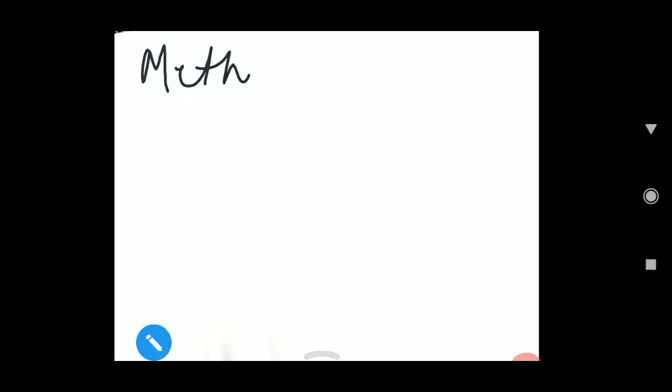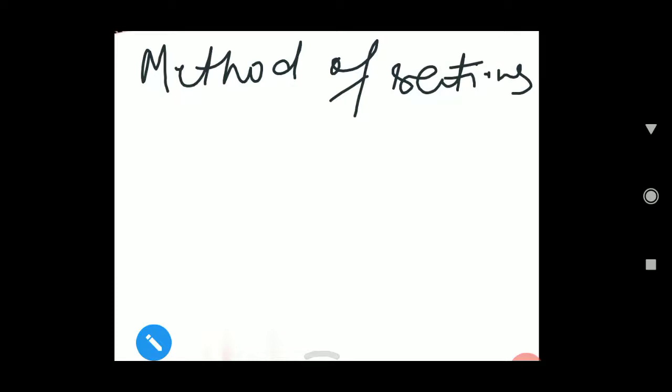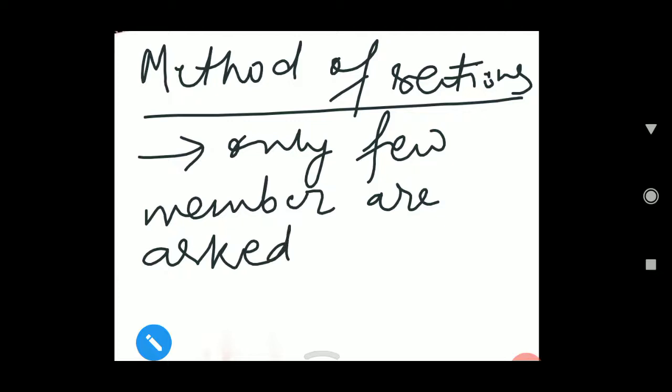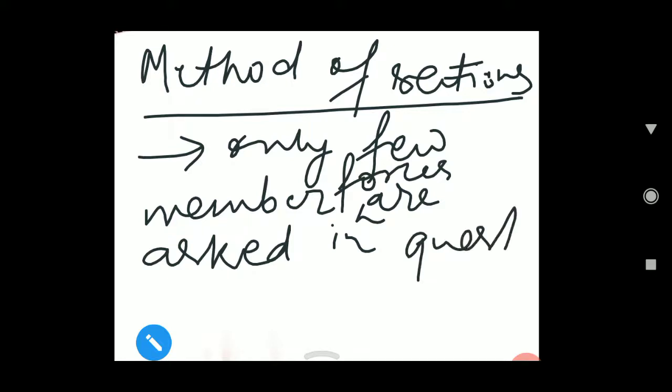Okay, so let's start. Method of sections. Okay, so when do we use method of sections? Well, I have taught earlier that we use method of sections when only a few member forces are asked in questions. Okay, then we will use method of sections.